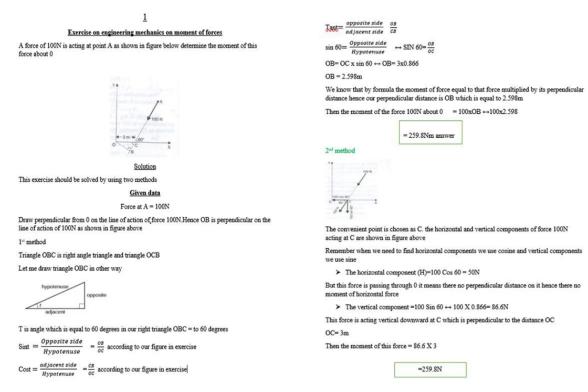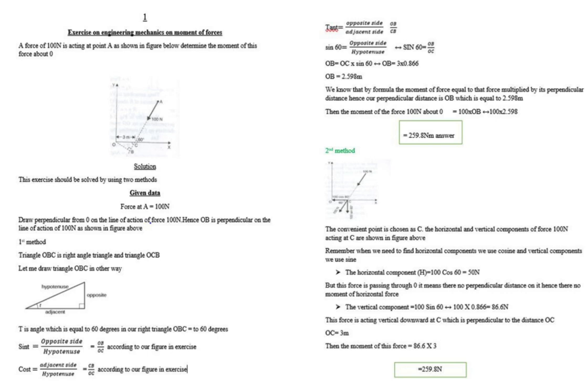Then for finding distance OB, we know sine 60 equals OB over OC, which means OB distance equals OC times sine 60. So OB distance equals 3 times 0.866. OB will be equal to 2.598 meters.